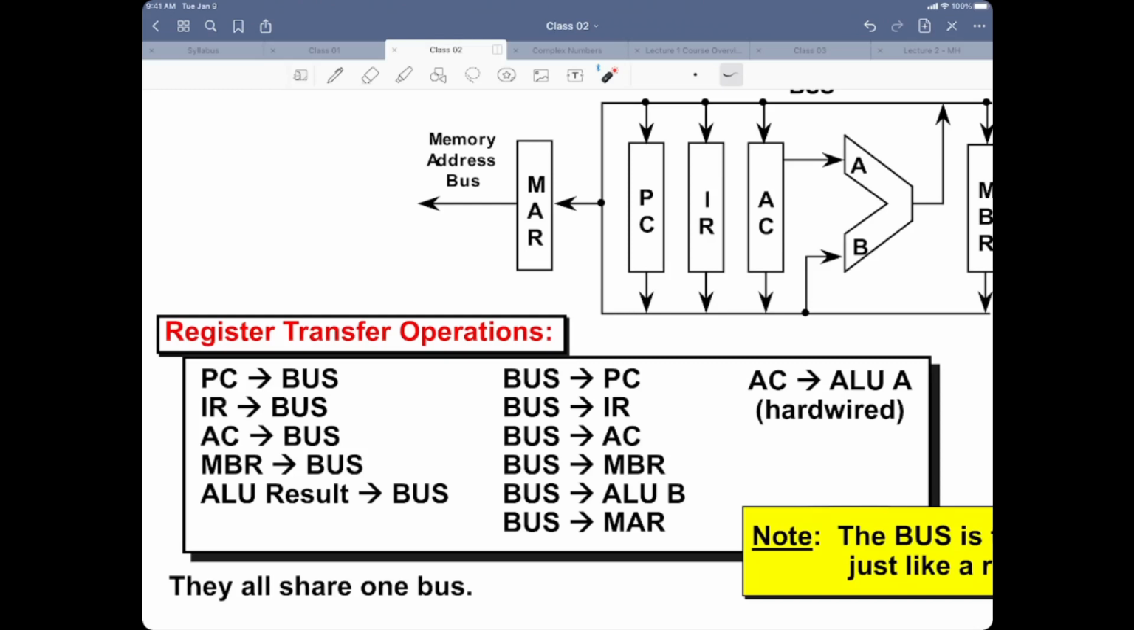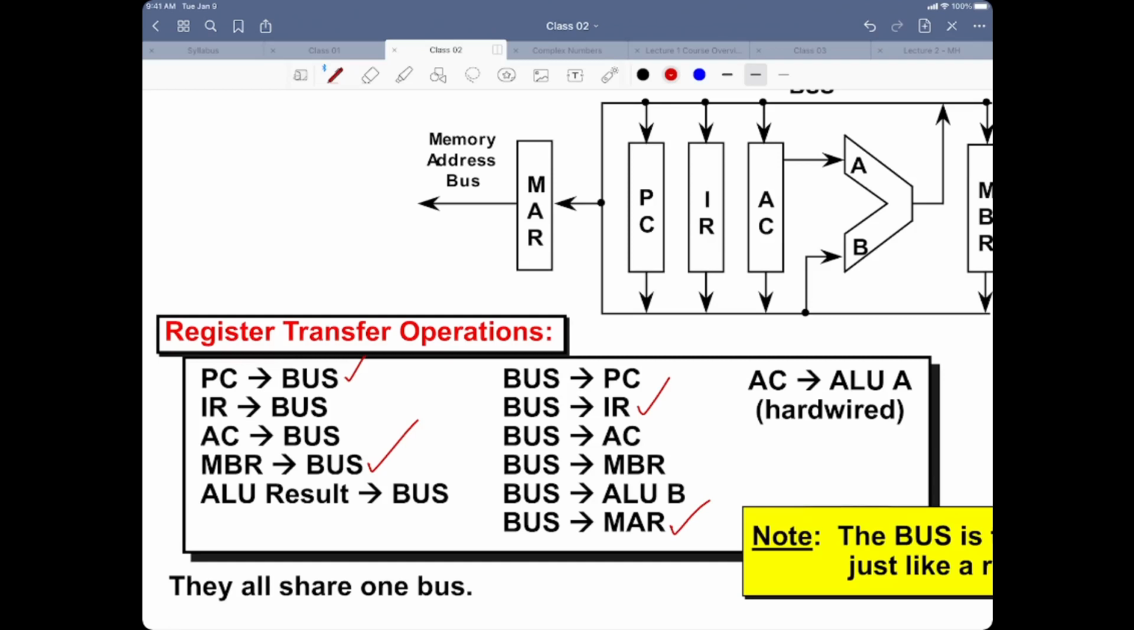Now, for example, PC to bus, well, that's going to happen first, right? That is my first thing that needs to happen. What is the next thing that needs to happen? Bus to MAR. What is the next thing that needs to happen? Memory read sequence needs to be initiated. Once you do a memory read, the data gets into the MBR. From it goes to the bus. From the bus, it goes to IR. That's step number one. Fetching the instruction. You guys see that?